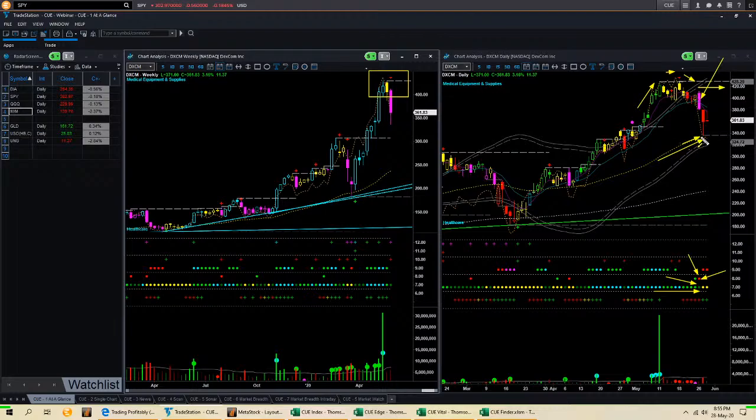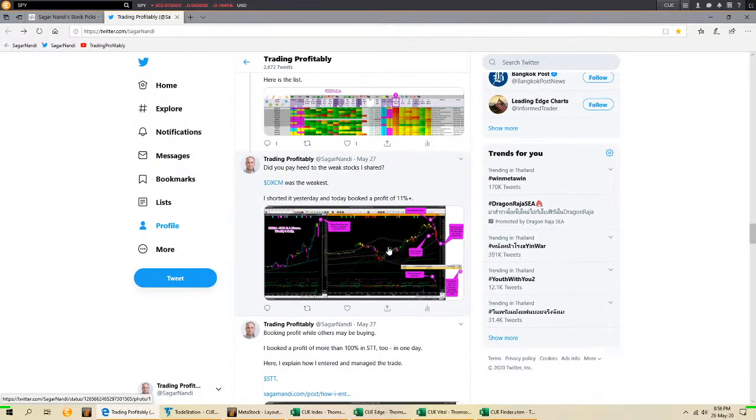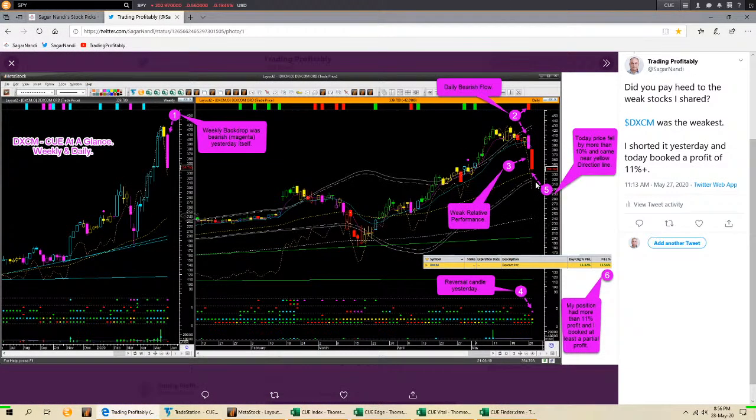I had more than 10% profit. This was a stock trade I took because DXCM's options are not liquid enough. The bid-ask spread was very wide. I took a stock trade and it gave me 10% profit when it came near the yellow direction line. As I mentioned, for swing trading stocks, when a trade gives me 6% upwards profit, I am going to take some money. I am not happy to turn it into a losing trade. So I did that. In fact, I tweeted it.